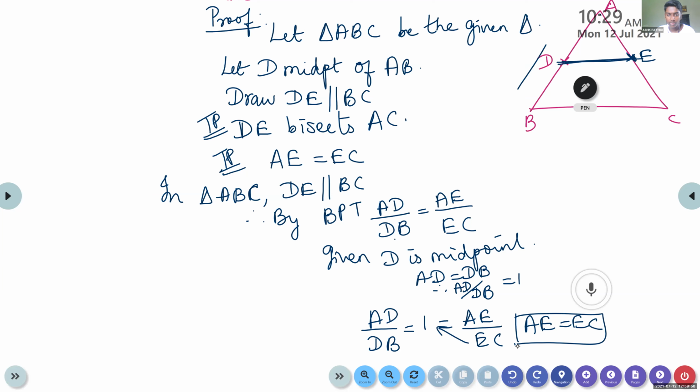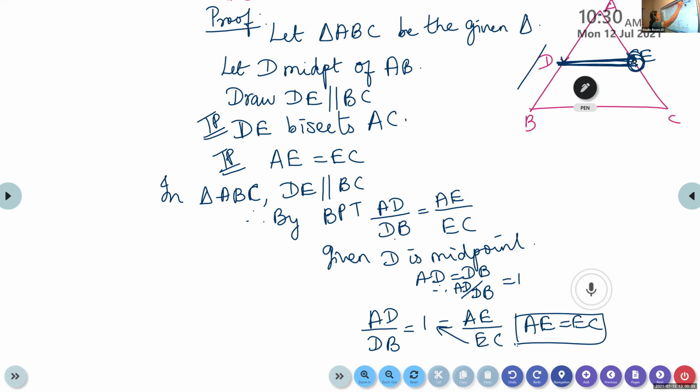Can you explain from D is the midpoint? D is the midpoint, that is given. In the question it is given D is the midpoint. Through the midpoint, we are drawing one parallel line. We are drawing DE parallel to BC. What do we have to prove? It bisects the other side. What is the meaning of bisecting? Two equal parts. So we have to prove DE bisects AC. That means you have to prove E is the midpoint. When will you say it is a midpoint? The measure AE will be the same as the measure EC. So that is to prove AE is equal to EC.